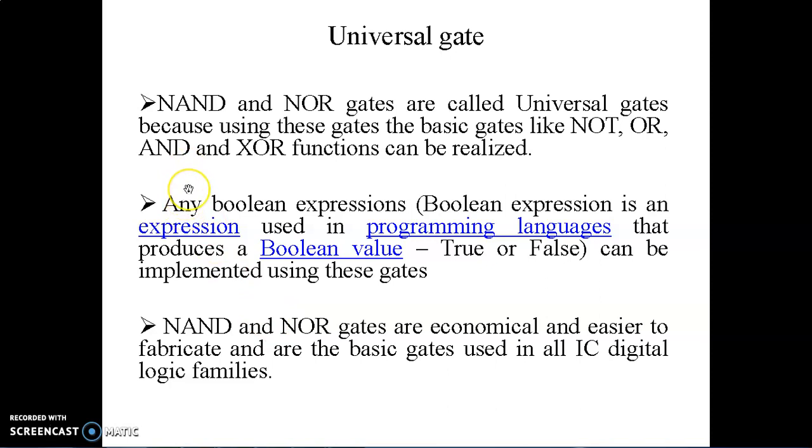Next is universal gate. NAND and NOR gates are called universal gates because using these gates the basic gates like NOT, OR, AND, XOR functions can be realized. Hence, NAND and NOR gates are called universal gates, and also any Boolean expression can be implemented using only these two gates, NAND and NOR gates.